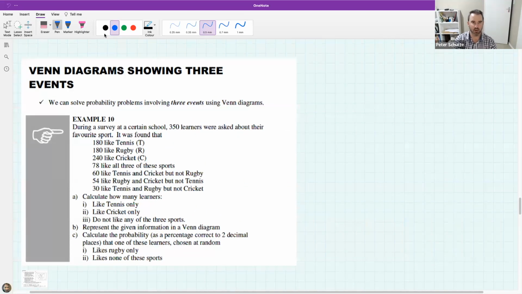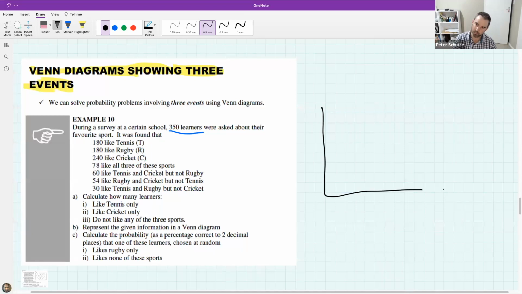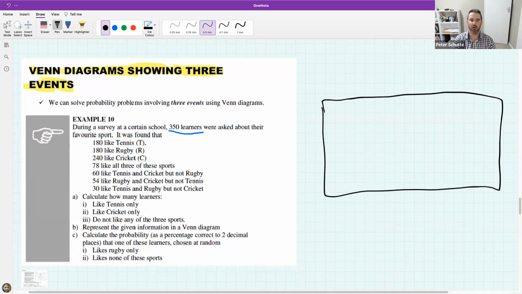I'm going to look at Venn diagrams that are showing 3 events. And I'm going to do this first one with you together, and then you'll do a second one by yourself. So it says, during a survey at a certain school, 350 learners were asked about their favorite sport. In order to make sense of this clutter of information, my sample space will help me keep track. There are people whose favorite sport was tennis, some for rugby, some for cricket. And what's most important is there are some people who like all 3 of these sports.